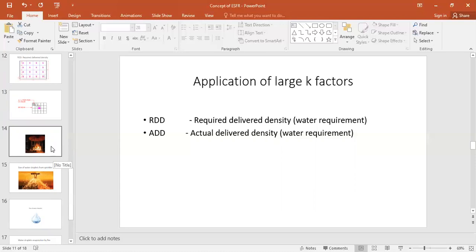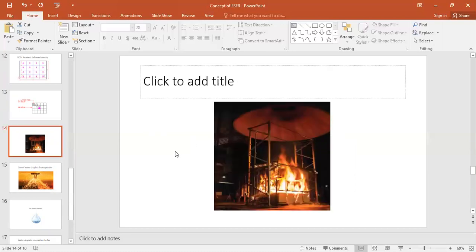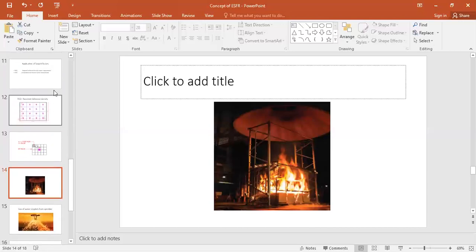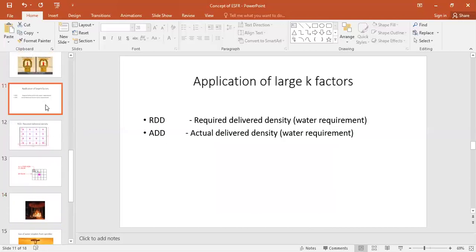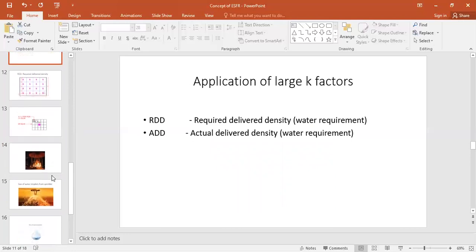If larger droplets pass through the high flame area, they will also evaporate partially. But the exact requirement of water, that RTD, will not go below the exact value. So this is why larger K factors are required for high ceiling height areas.